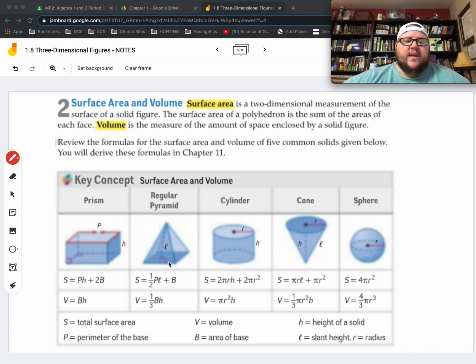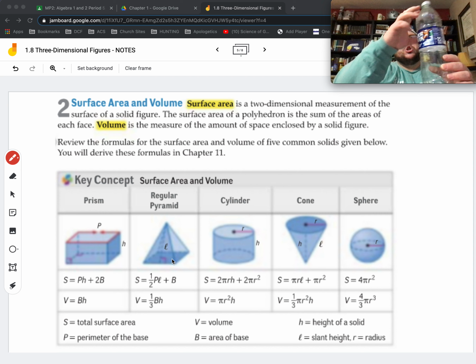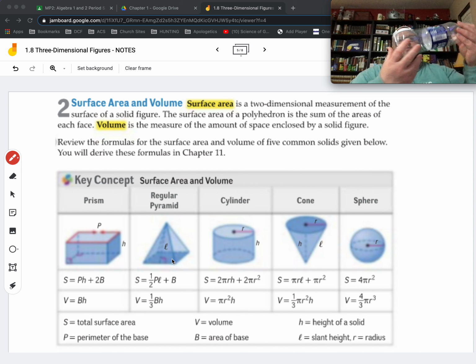So surface area is the outside of the shape. It's all the space on the outside. Volume is all the space on the inside. So I have a water bottle here. It's empty, of course, because I drank it. But let me put it in frame. So surface area is everything on the outside.